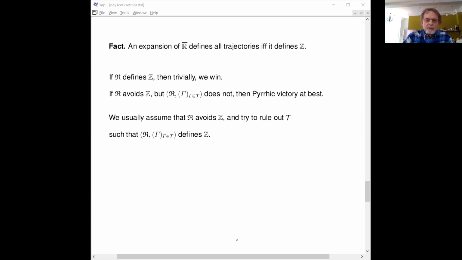So we're usually going to assume that the base structure avoids defining the integers, and we want to really try to rule out the collections of trajectories that will wind up defining the integers. And so that's a big part of the game.